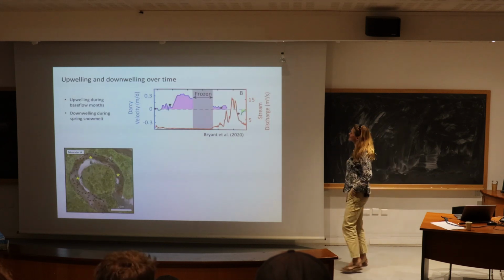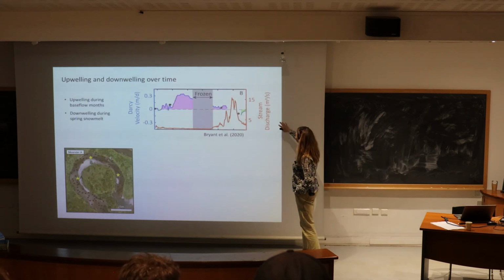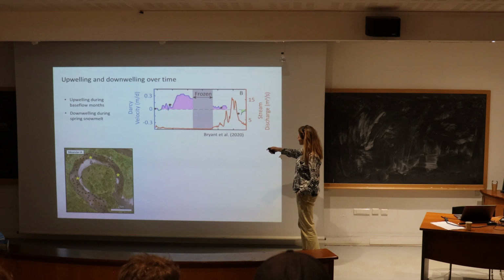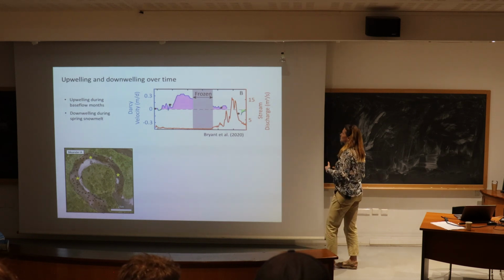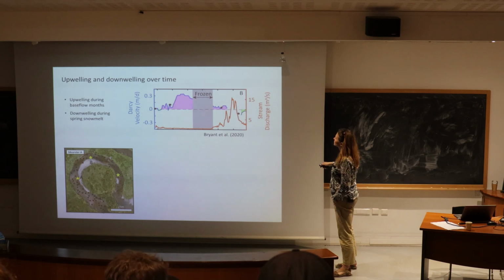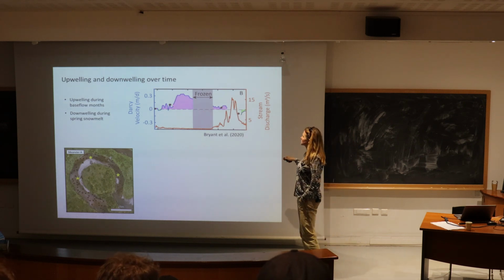And then this is our data over the year. And I'm only just going to show you one site here, the B site, which was more representative of an area with a little more groundwater influence. So what are we looking at? This orange line is the river discharge. So here's our spring snowmelt peak. And then this is our Darcy velocity upward or downward within the bed.